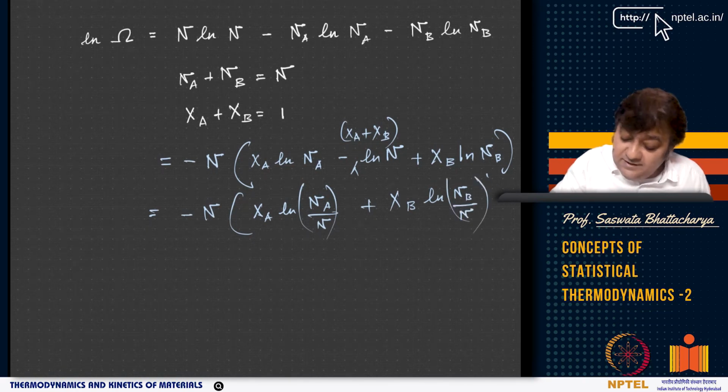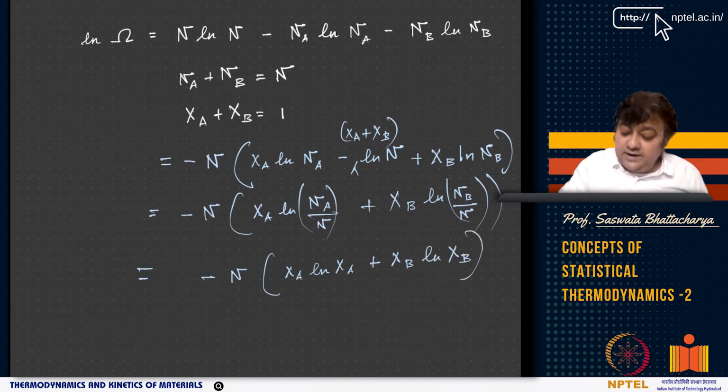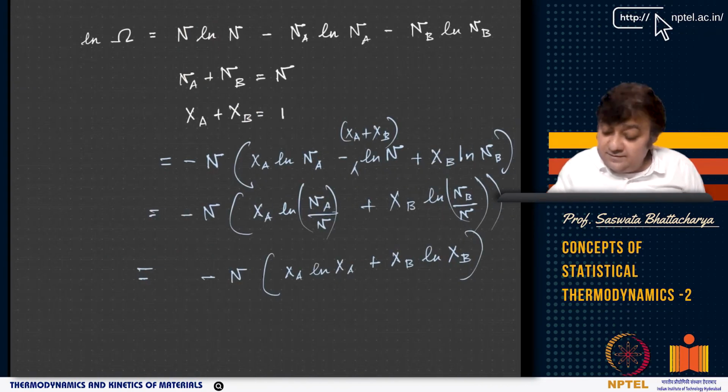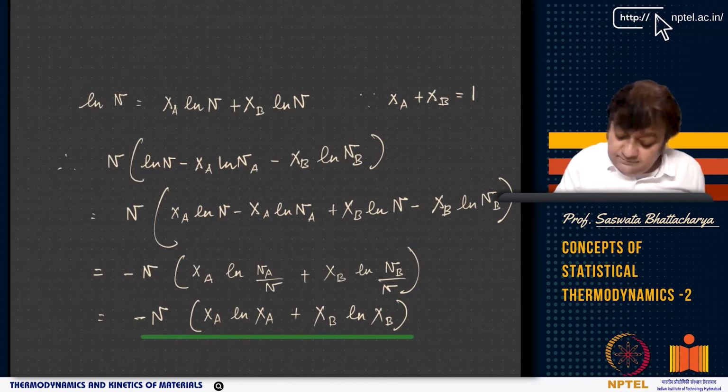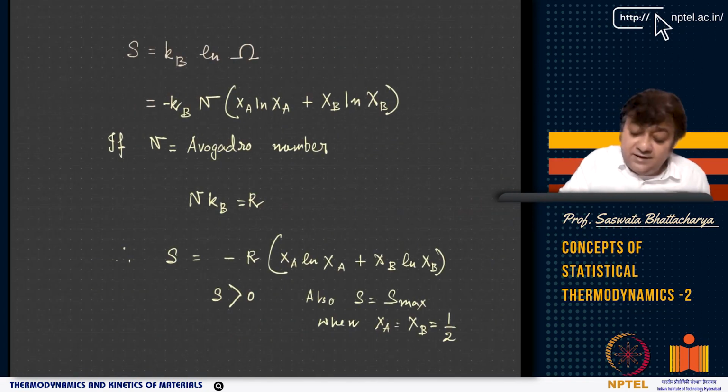So this can be written as minus n times xa ln xa plus xb ln xb, right? So this is what I have derived: minus n xa ln xa plus xb ln xb. Now S is kB ln omega. So now it is minus kB times n, kB times n xa ln xa plus xb ln xb.